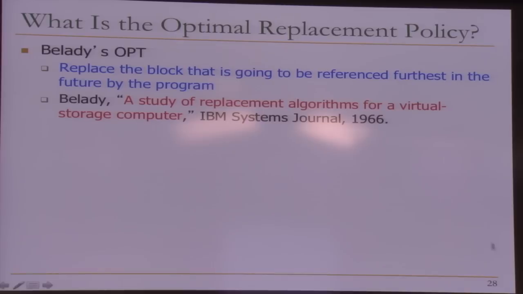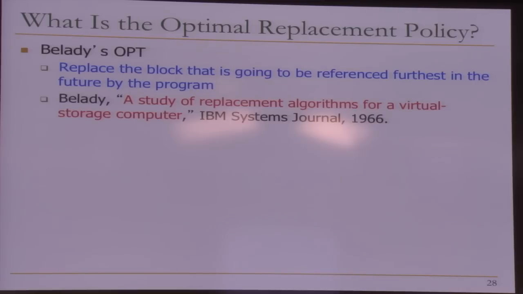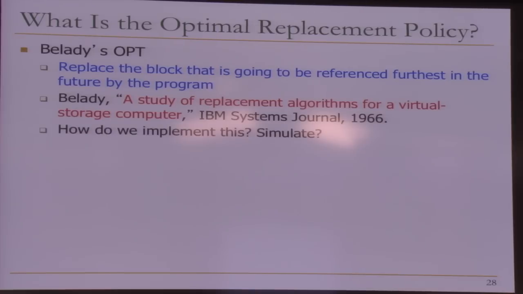This is the paper that discusses it in the context of virtual memory systems. How do you manage the physical memory? What do you evict when you run out of physical memory? Physical memory is the same as a cache. Hardware cache, L1 cache is a cache to the DRAM, whereas DRAM is a cache to the disk. Okay. So how do you implement this?